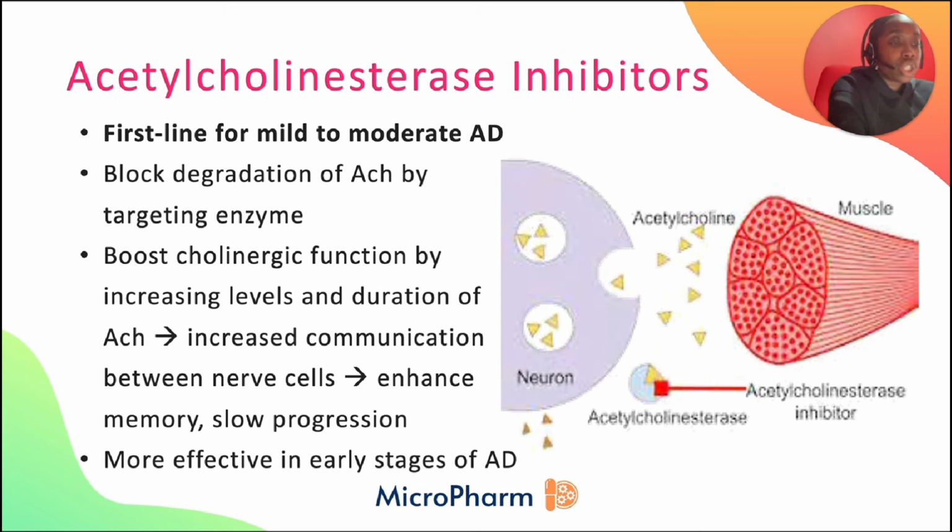So this slide just shows how acetylcholinesterase inhibitors work. They target the acetylcholinesterase enzyme by blocking its action and therefore increasing levels of acetylcholine. By blocking the enzyme, they also allow acetylcholine to circulate in the brain for longer. These drugs are more effective in the early stages of Alzheimer's disease because there are more postsynaptic acetylcholine receptors present. As the disease progresses, there's a loss of acetylcholine and its receptors, as I explained, so the drugs are just not going to work as well.